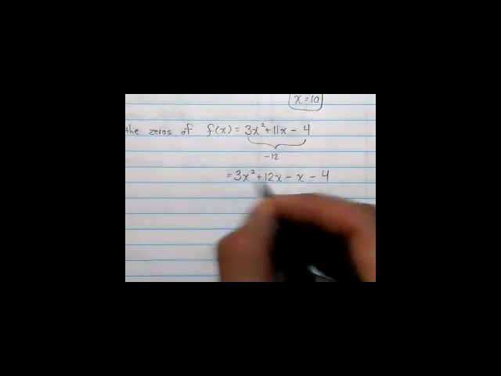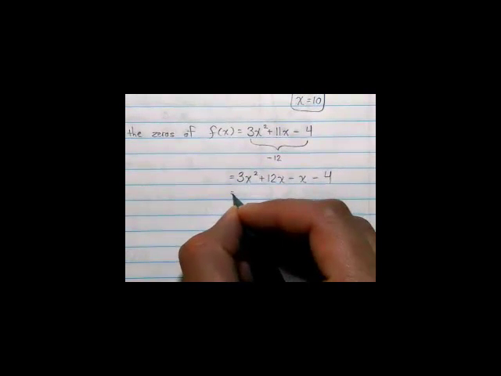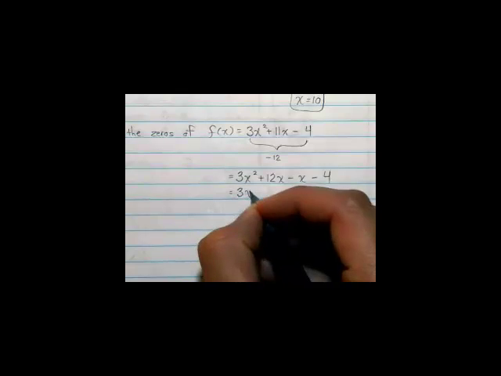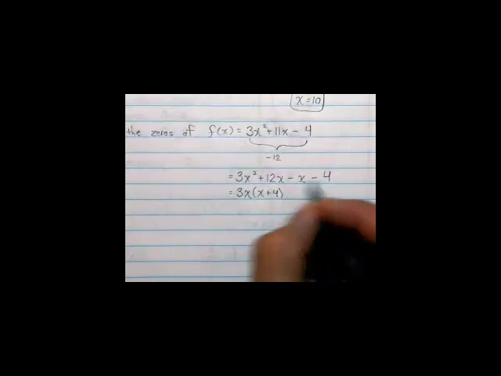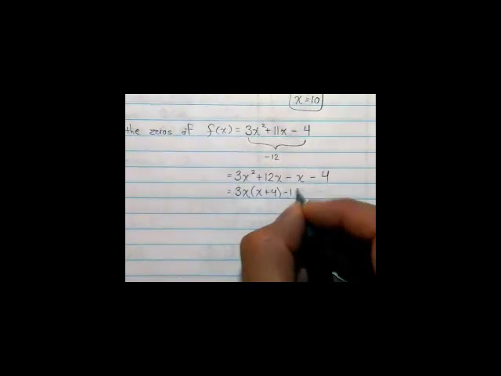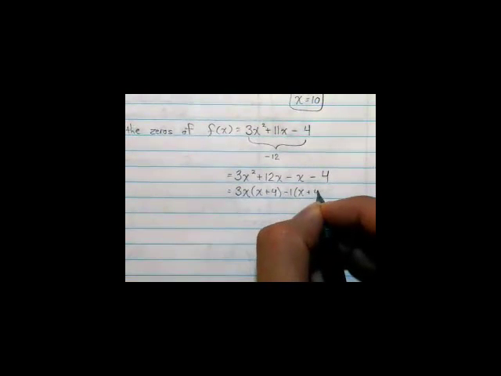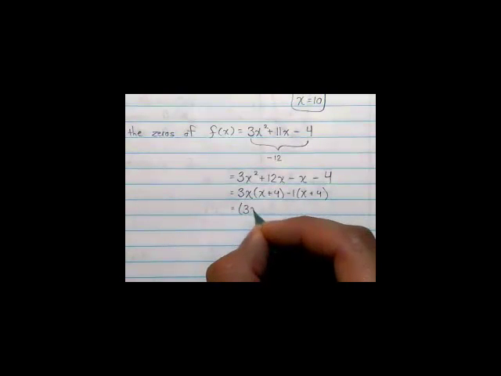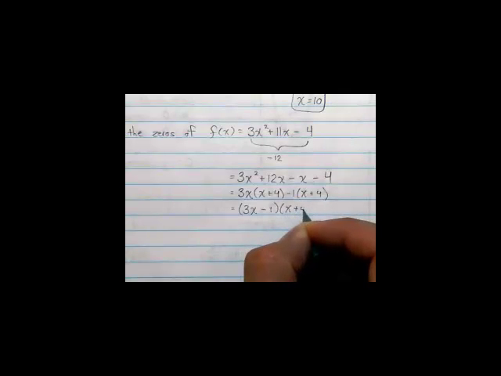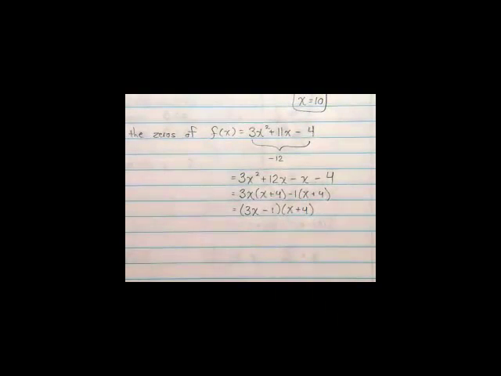So just the first 2 terms, what's the greatest common factor? 3x. So if we take out 3x, we have x plus 4. What's the GCF of the back 2? Negative 1, x plus 4. Okay, so then we're going to end up with our 2 factors being 3x minus 1 and x plus 4. So now I can look at my 2 factors and come up with my zeros again.